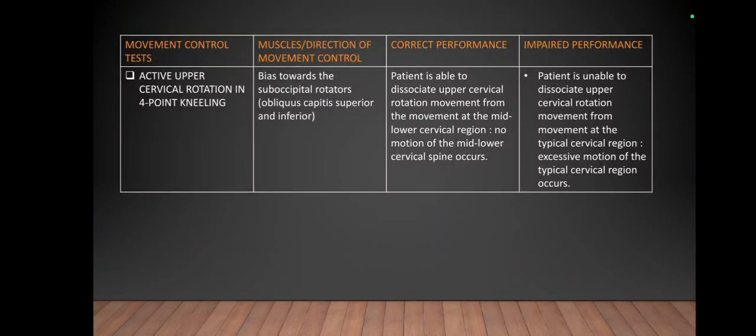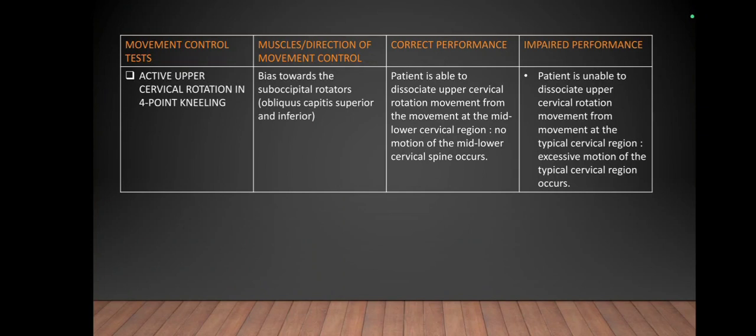Movement control test. Active upper cervical rotation in 4-point kneeling. Muscle or direction of movement control: bias towards the suboccipital rotators. Correct performance. Patient is able to dissociate upper cervical rotation movement from the movement of mid-lower cervical region. No motion of the mid-cervical spine occurs.